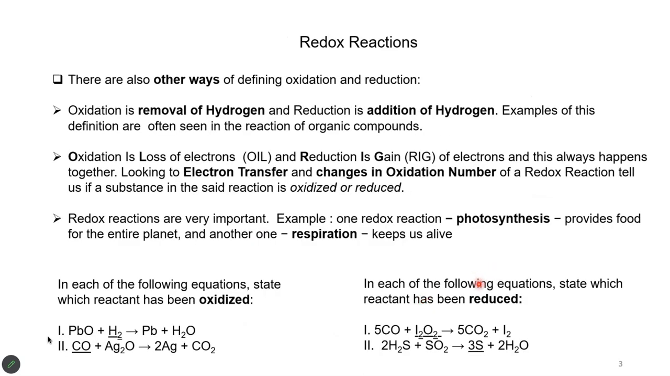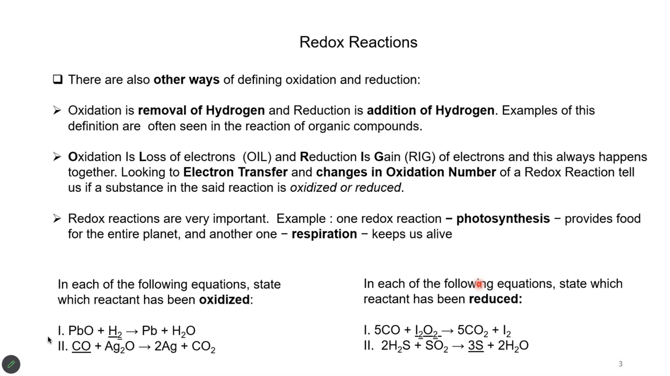Well, this is not the only definition of oxidation and reduction. There are other ways of defining oxidation and reduction. For example, we say oxidation is gain of oxygen and reduction is removal of oxygen. Oxidation is also removal of hydrogen, and reduction is addition of hydrogen. These sorts of reactions we often see in organic chemistry.